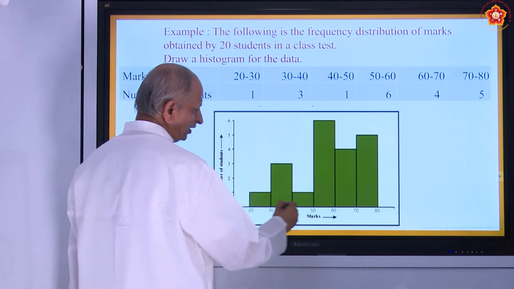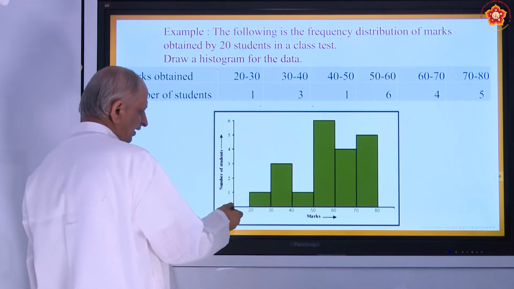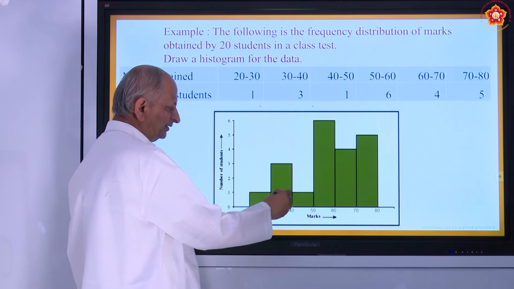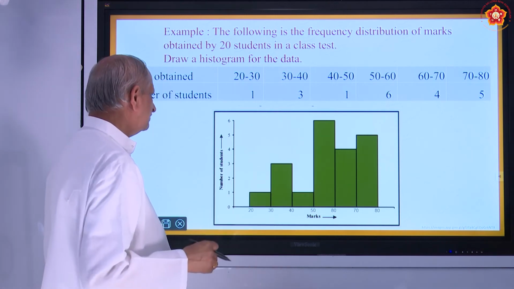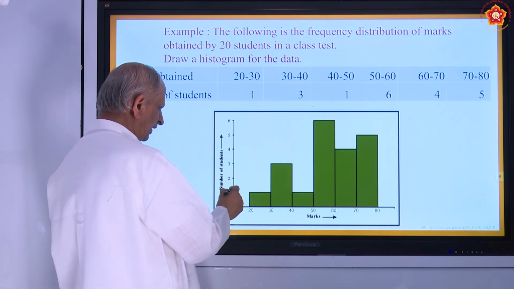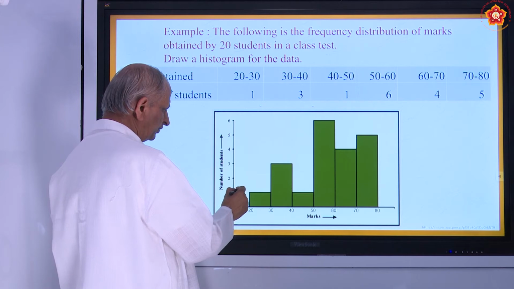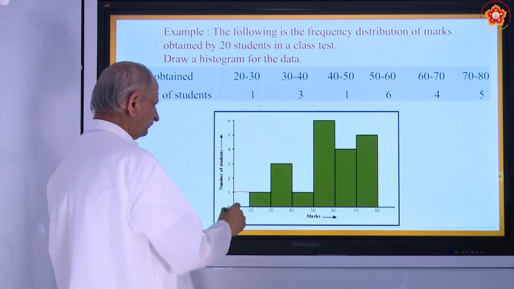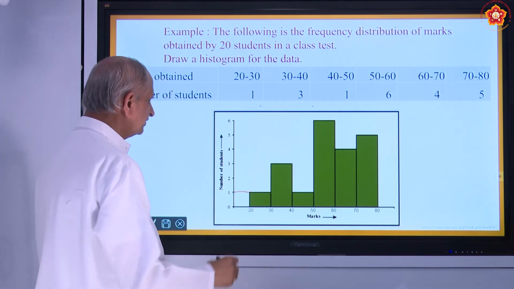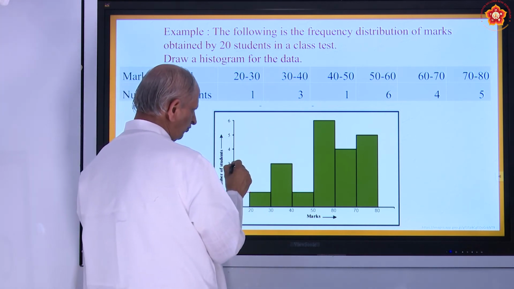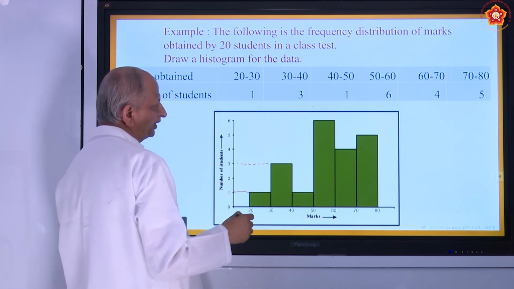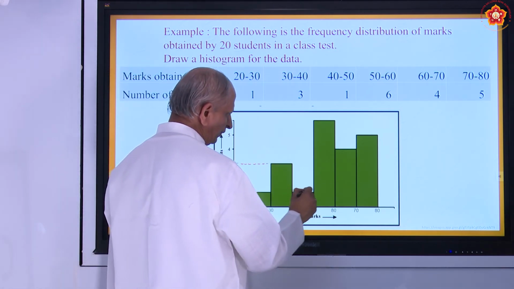Here marks obtained is drawn on the x-axis and the number of students on the y-axis, and these rectangles represent the data in that form. Okay, for example 20 to 30 has frequency 1. So at the line of 1 you must come like this, draw a rough line and then attach to this. So this continues like that. Then 30 to 40 is 3. For the line of 3, 30 to 40. Then 40 to 50 is 1, again 1.